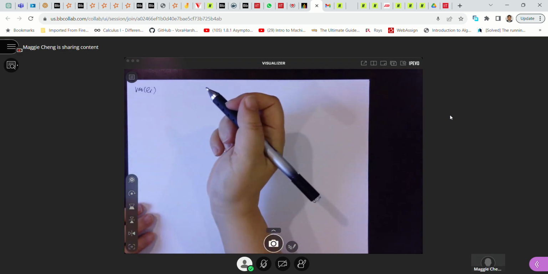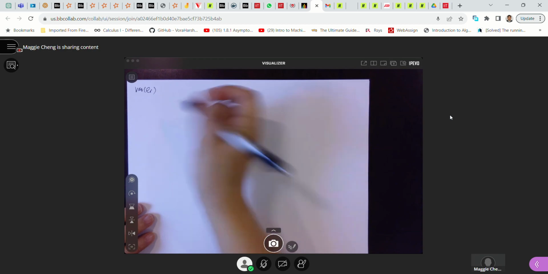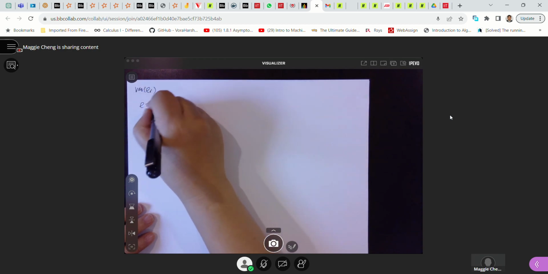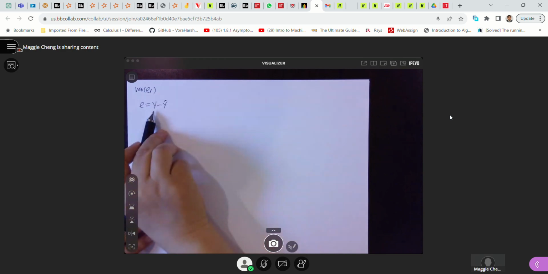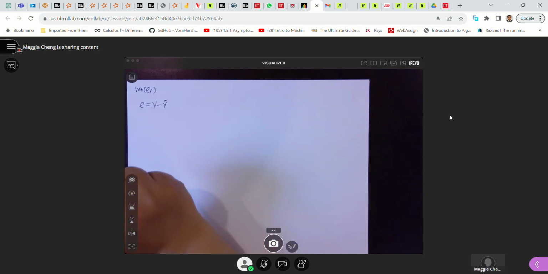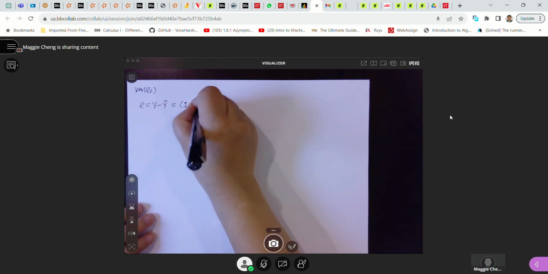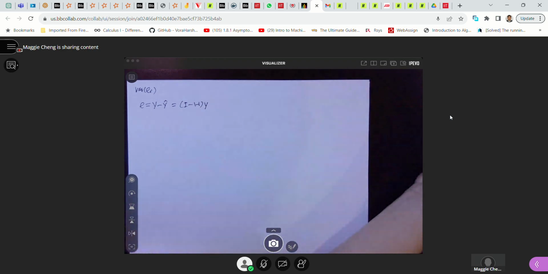If it's not easy to see, let's try to use a matrix form. Let's say E equal to, as a vector, y minus y hat. Column vector, column vector, column vector. This can be written as I minus H y. The y hat is Hy.